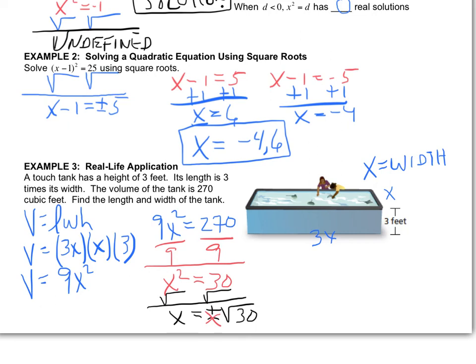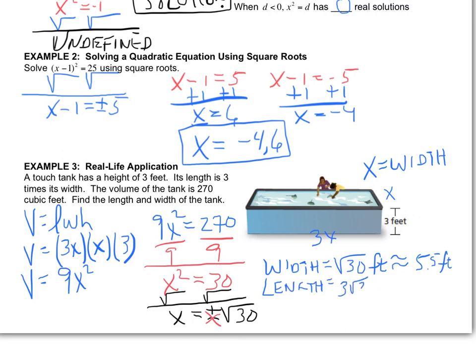In reality, you would never tell somebody that the width of that is the square root of 30. So we probably want to use our calculator to figure out what the square root of 30 is. My answer is initially the square root of 30 feet, but that doesn't make a whole lot of sense. I'm going to want to make it a little closer to realistic, saying it's about 5.5 feet. Then the length of this pool, again, is 3 times the square root of 30, which is approximately 16 feet.